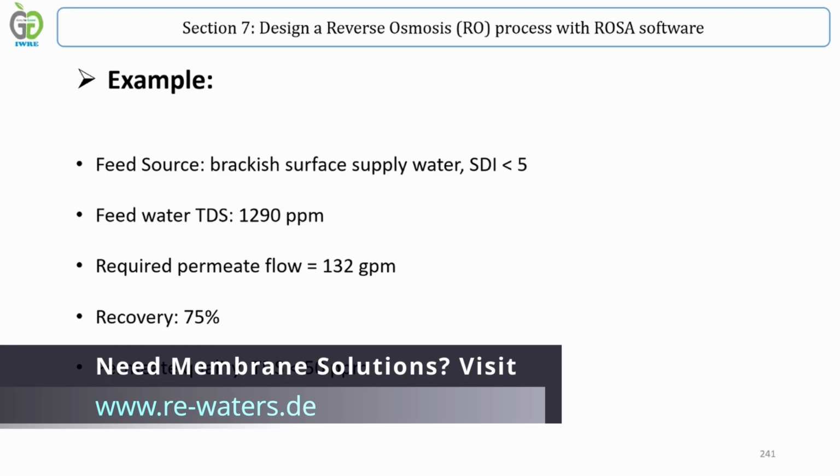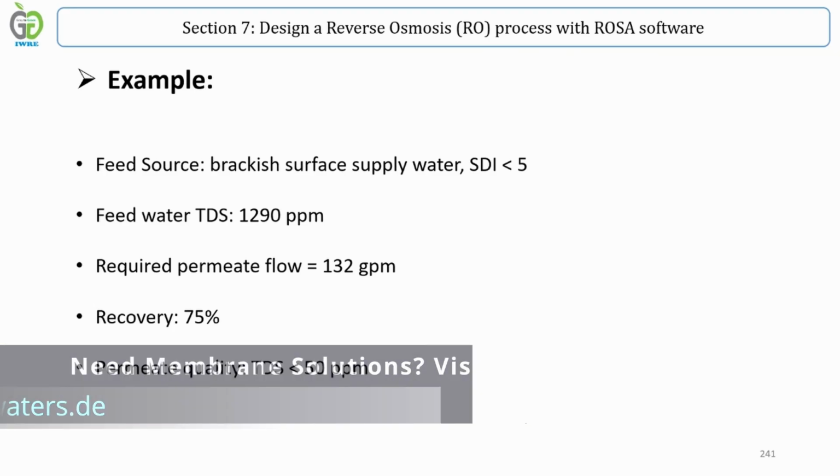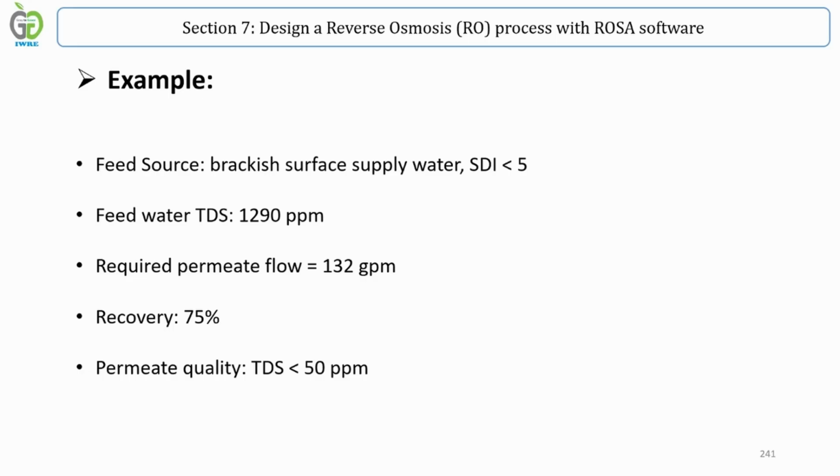In this example, as you can see, the feed source is brackish surface supply water with STI less than 5. The feed water TDS is 1290 ppm, required permeate flow 132 gallon per minute, recovery 70%, and the required permeate quality is the permeate with TDS less than 50 ppm.